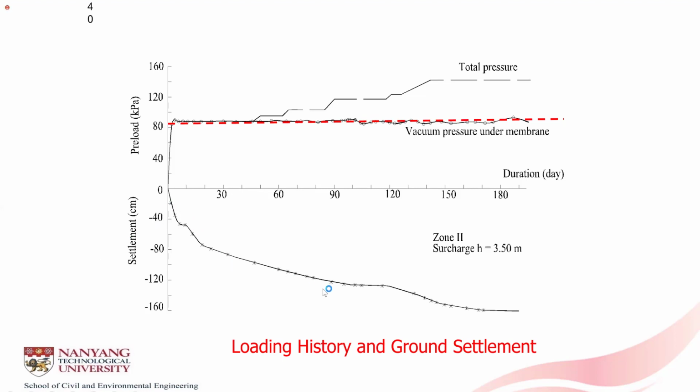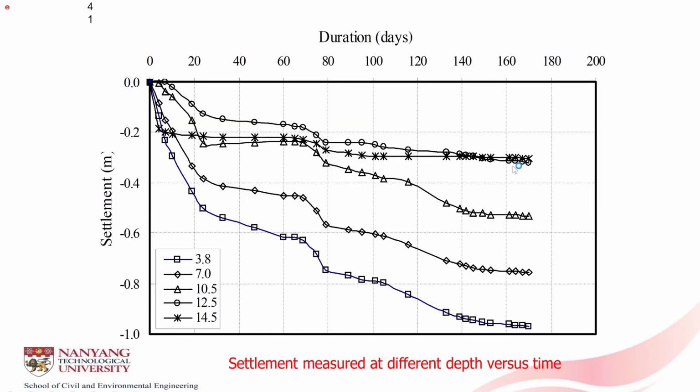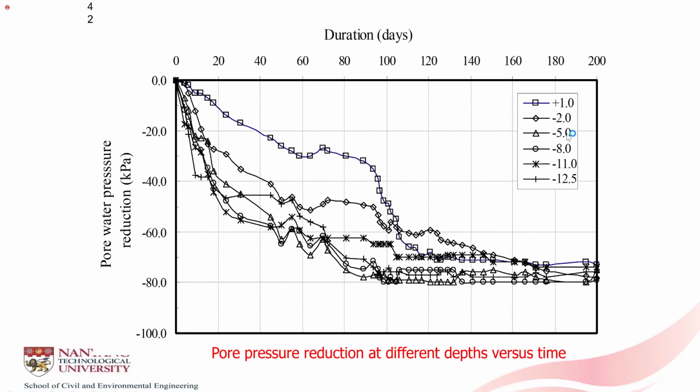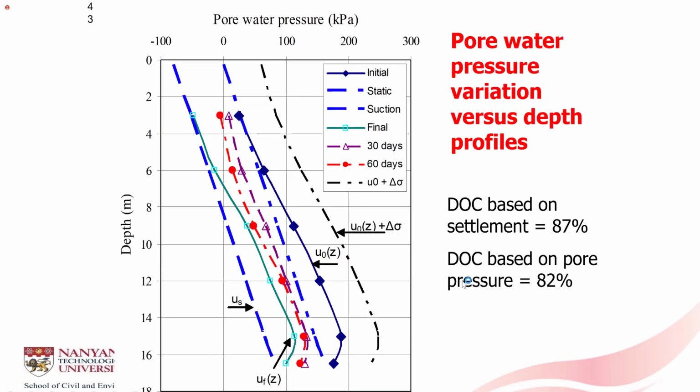So this is the ground settlement monitored. And you can see that more than 1.6 meters of settlement has developed under the fill surcharge. So this is the settlement measured at different durations, at different elevations. And this is the pore pressure measured at different elevations in the soil. So now let's concentrate on the pore pressure.